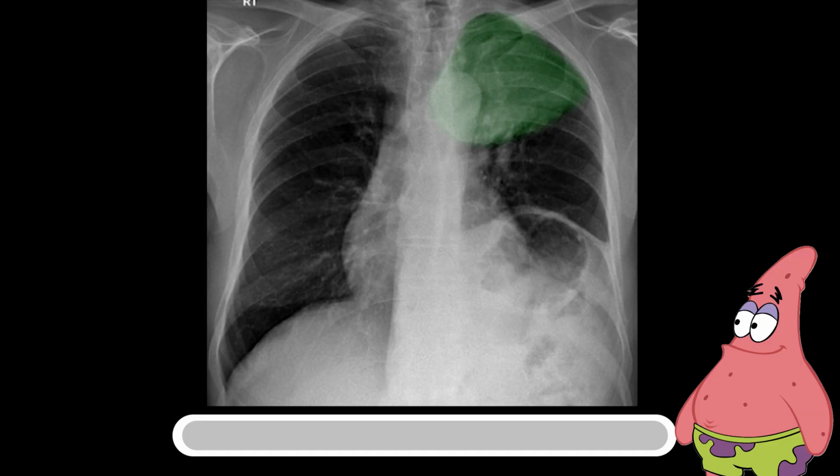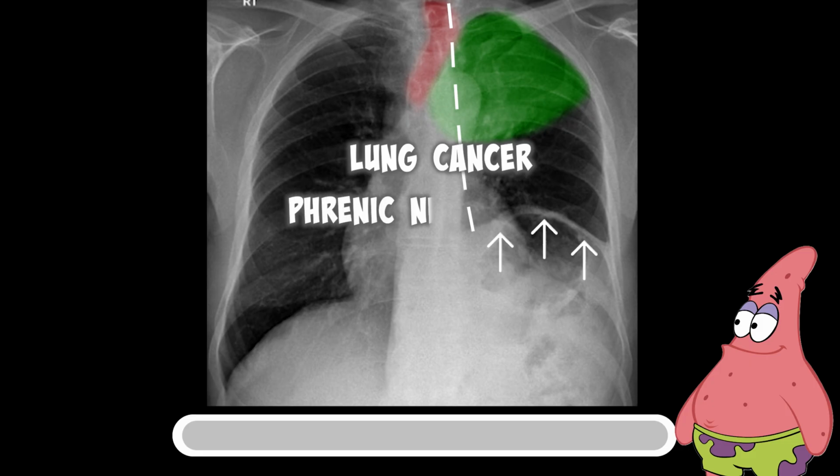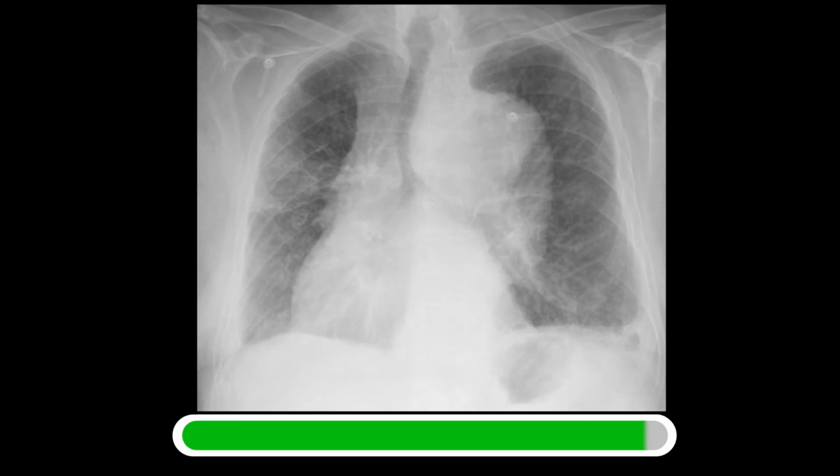This X-ray shows a left upper lobe mass which is compressing multiple structures, including the left phrenic nerve, causing the diaphragm to become raised. The findings are consistent with lung cancer and a phrenic nerve palsy. Question 7.